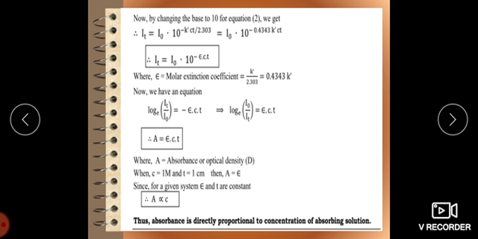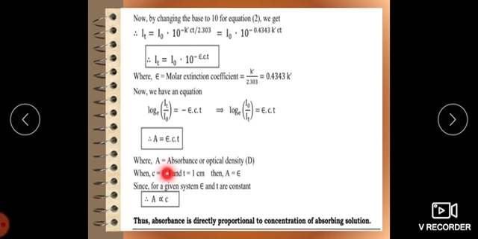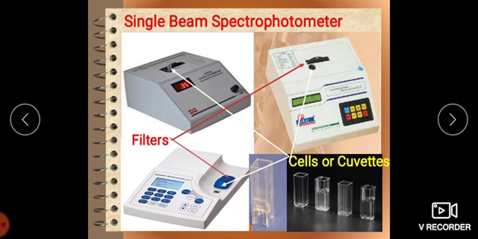Since for a given system epsilon and thickness are constant, we can write absorbance depends directly upon the concentration. Thus, absorbance is directly proportional to the concentration of the absorbing solution. Okay, this is part of the Beer-Lambert law. So we have to discuss next the instrumentation part of the single beam spectrophotometer.